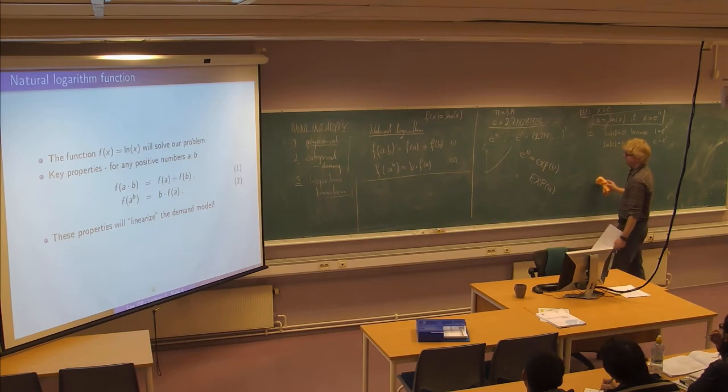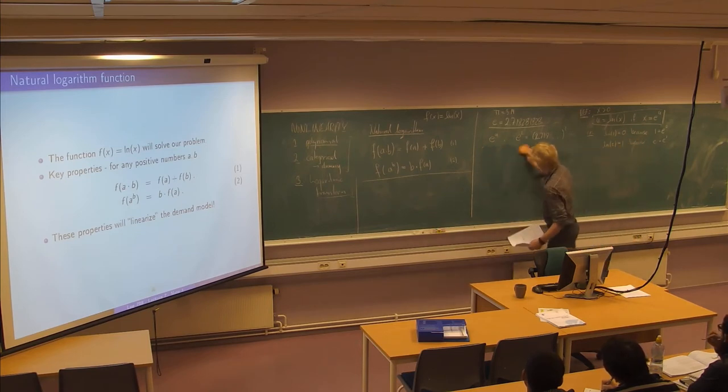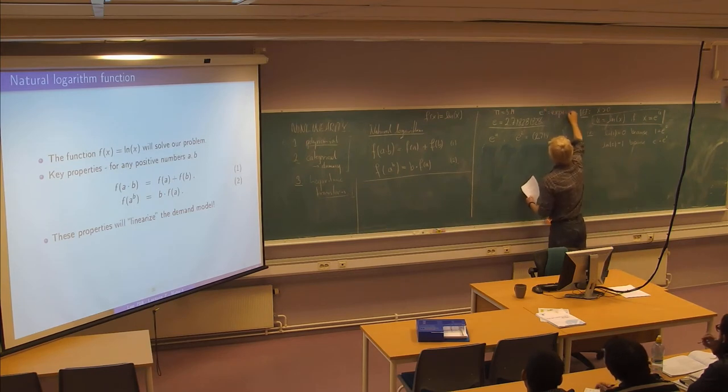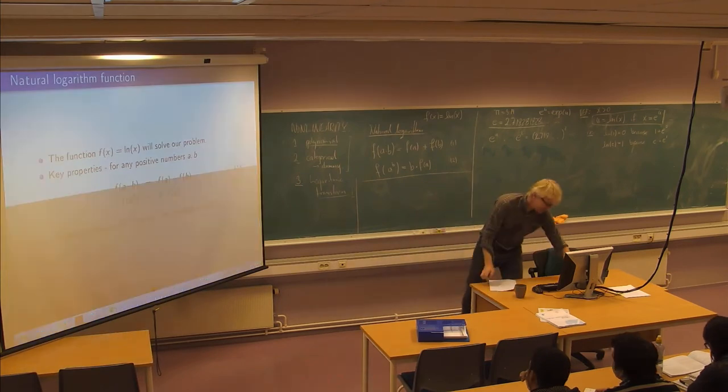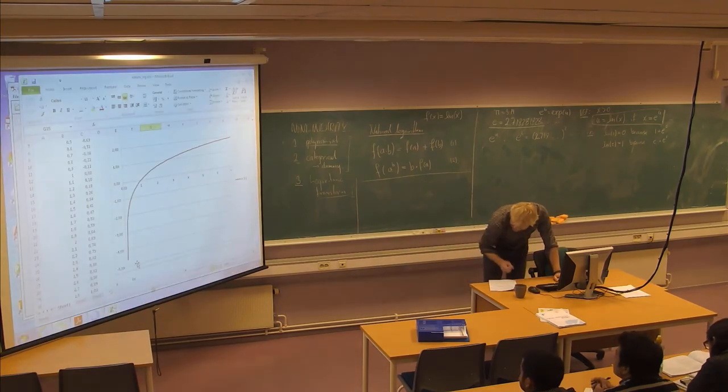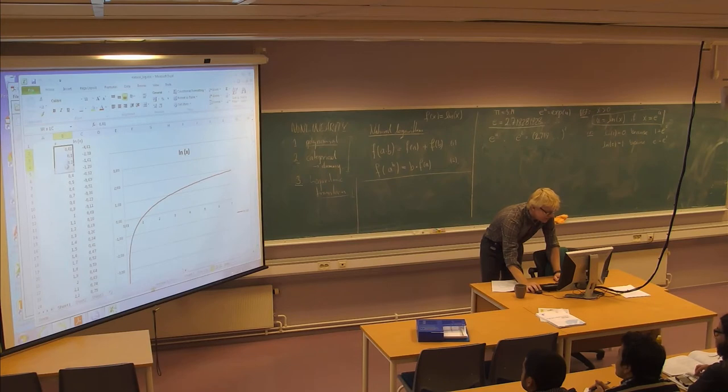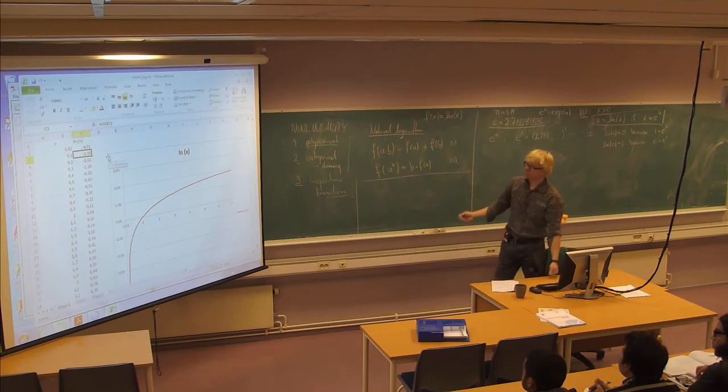Right. So maybe I took a little bit too much of the blackboard here. e to the u equals x. And just a little step in here. In Excel, you make some x values increasing like this, from 0.01 up to 7. And here, insert a function in Excel that's called LN with reference to that cell. So this is the natural logarithm in Excel, and then I plot the graph.